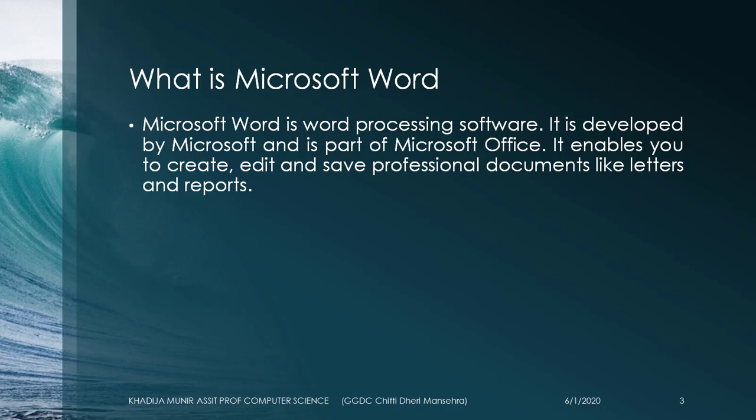What is Microsoft Word? Microsoft Word is word processing software. It is developed by Microsoft and is a part of Microsoft Office, as we discussed in previous lecture. It enables you to create, edit, and save professional documents like letters and reports. So Microsoft Word is a writing software. Here you can write your letter, report, any type of data, and you can edit, modify according to your requirement and your desire.